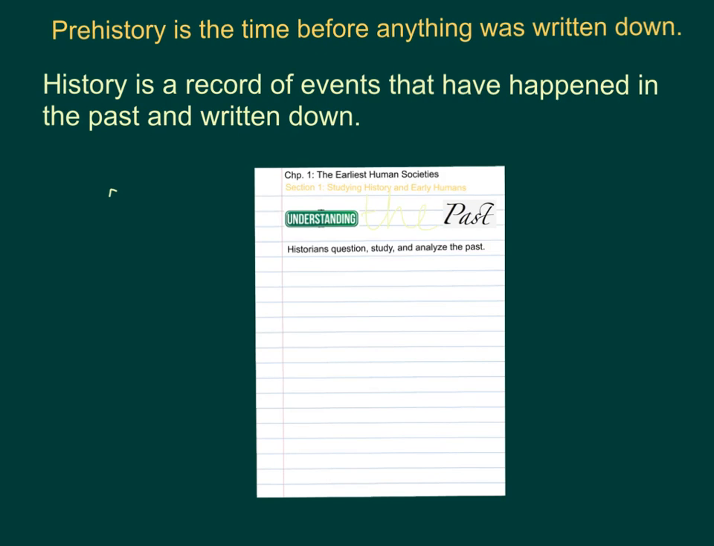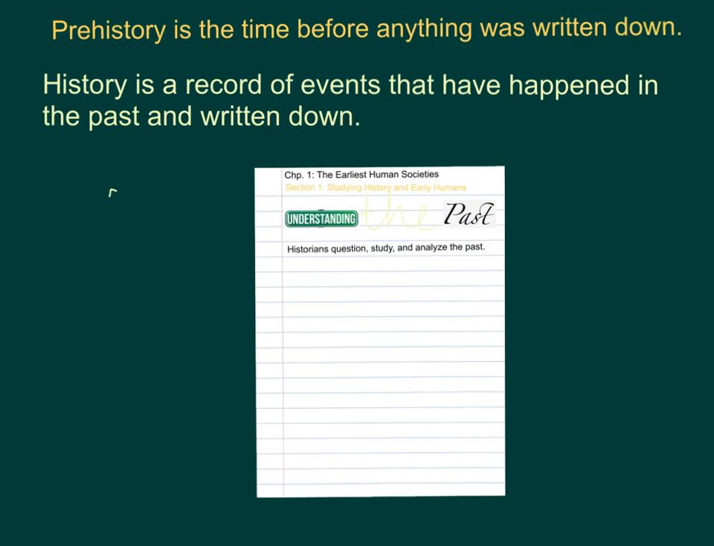Two definitions I want you to write down. The first one is called prehistory. Prehistory is the time before anything was written down. The key word there is written. If there was nothing written, that would be prehistory. Now, how do we know anything about prehistory? Well, historians try to take their best educated guess as to what happened. They use artifacts to help them figure out what possibly could have happened in that part of time. The second definition is called history. History is a record of events that have happened in the past and are written down.